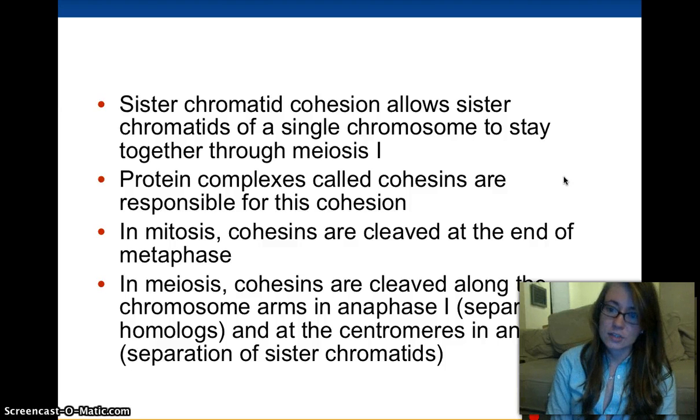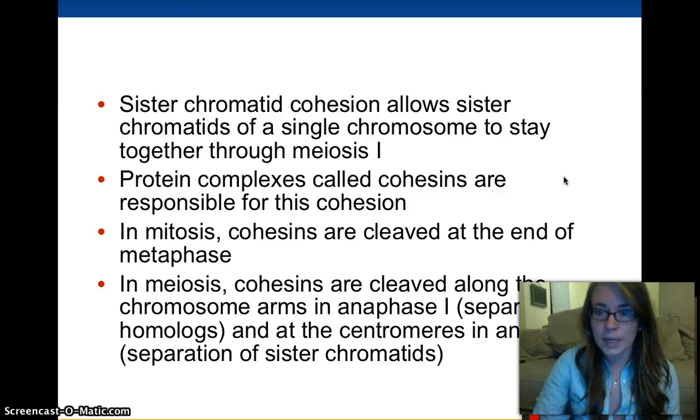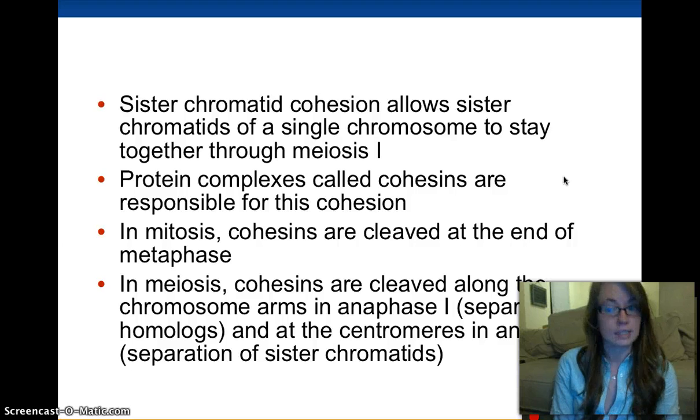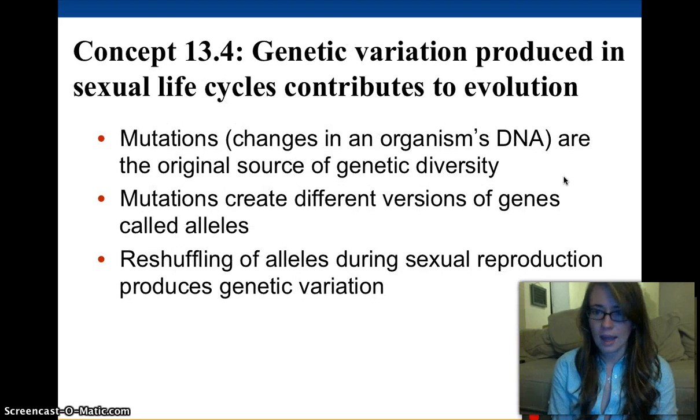So the reason that the sister chromatids stay together during meiosis 1, when they don't during mitosis or during meiosis 2, is because there's a bunch of proteins that attach them together. They're called cohesins, but it's important to know that there's a reason why they don't separate right there. And that is all of the steps of meiosis.